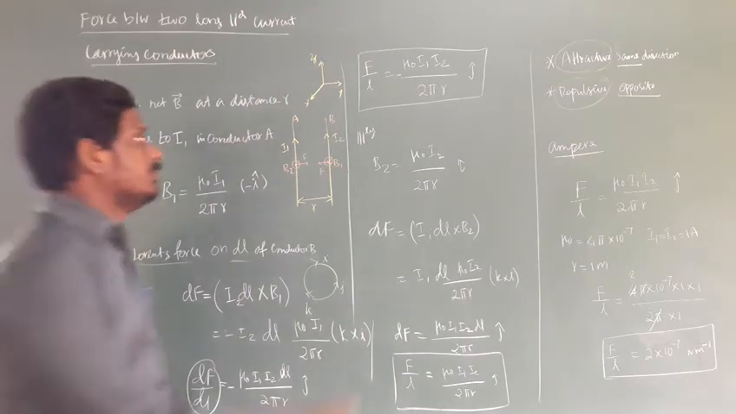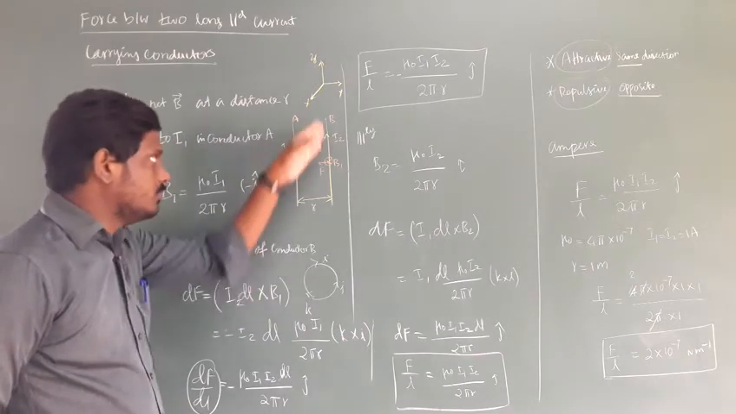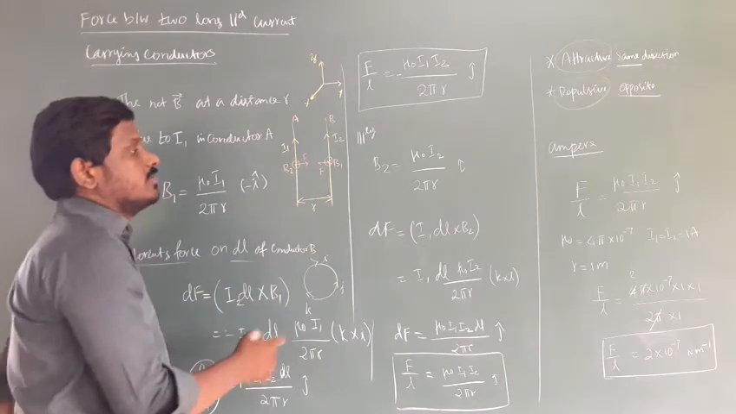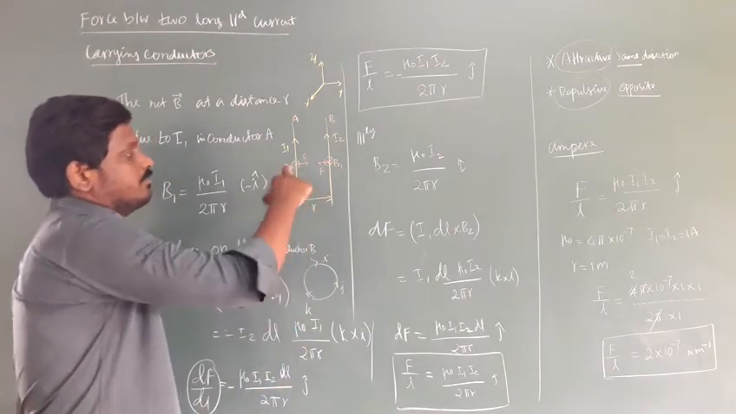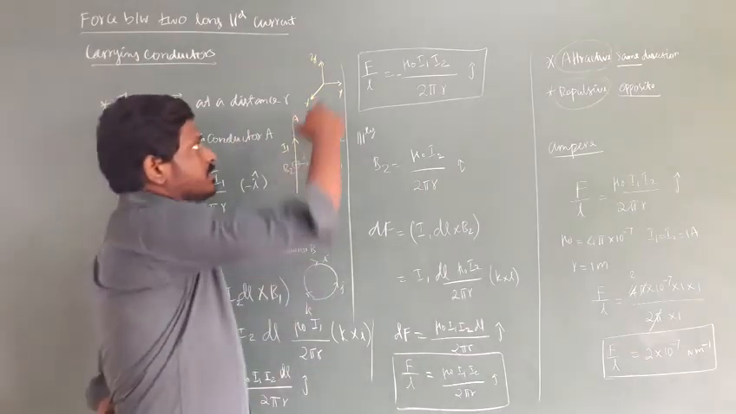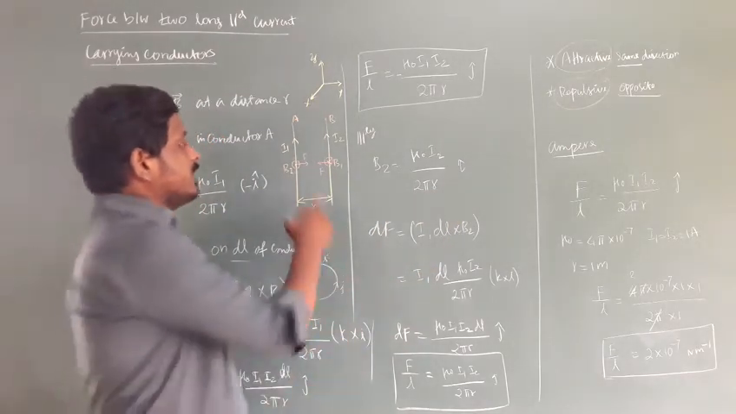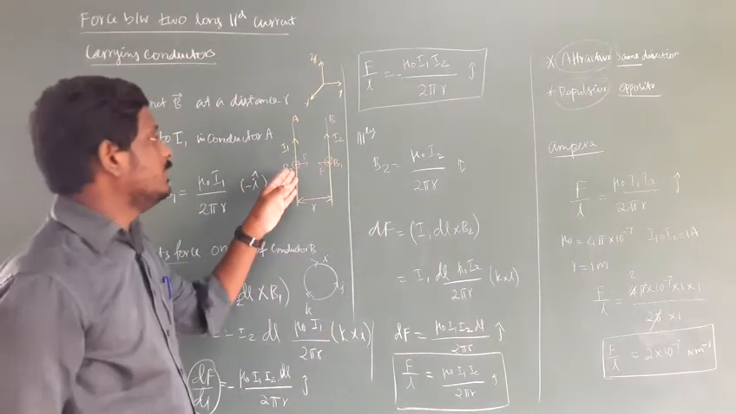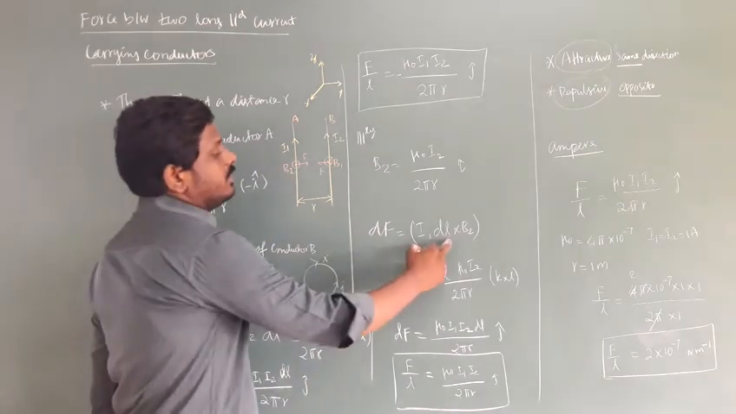Similarly, you need to find the magnetic field due to conductor B at the point that is R distance away. Again the same procedure. Here the magnetic field is coming out of the page, so it's positive, X, positive I cap. This is B2. Due to B2, the magnetic Lorentz force is dF equals I1 dl cross B2.